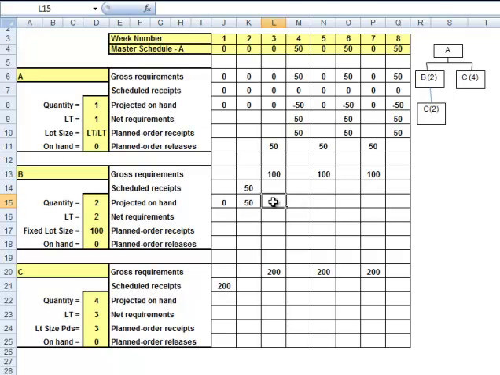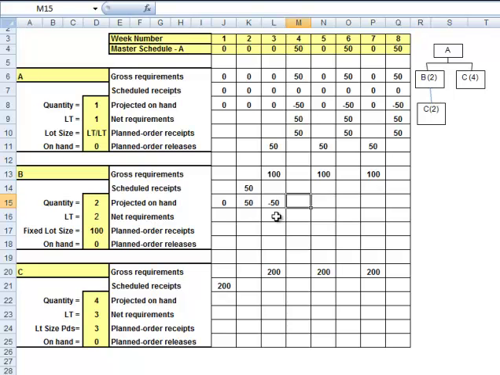So my projected on-hand inventory in the third time period will be 50 minus my gross requirement of 100 plus any scheduled receipts in this time period, which is 0. So 50 minus 100 is a negative 50. So I have a shortage projected for part B that will occur in time period 3.